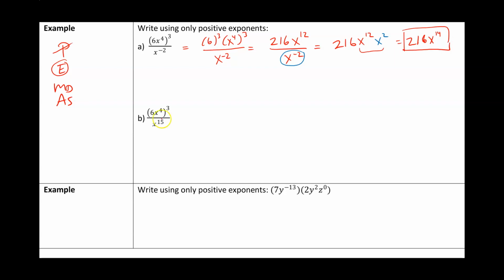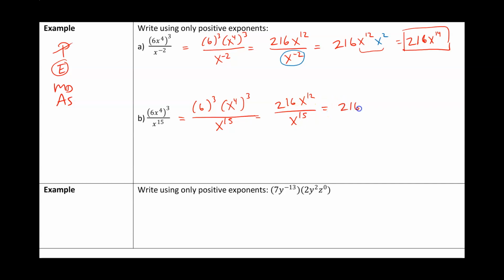Now let's take a look at the same type of example, except we have a positive exponent on the denominator. So we have 6 cubed, that's the same. We have x to the 4th to the 3rd power, that's the same. And then we have x to the 15th. So 6 cubed is 216, 4 times 3 is x to the 12th, and then we have divided by x to the 15th. Now here's where the difference comes in.